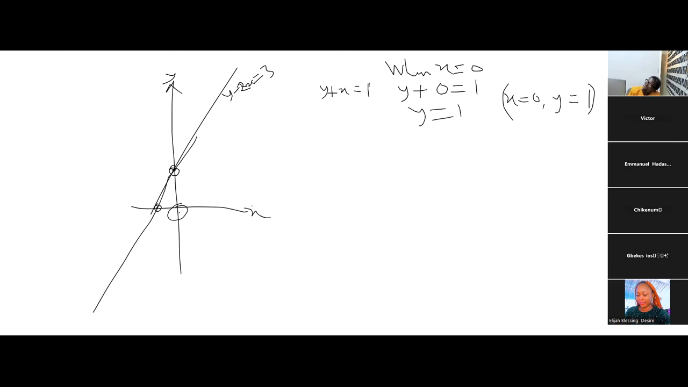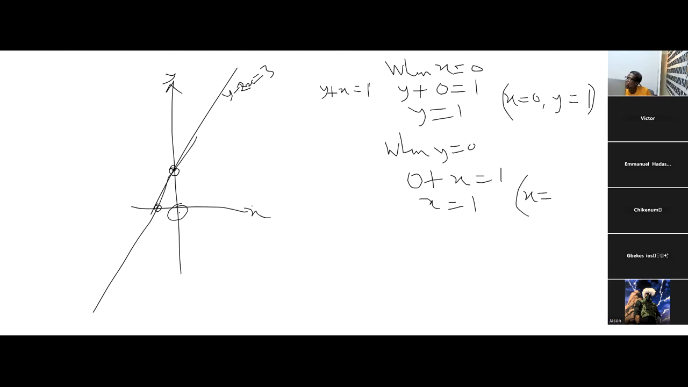We now say again, when y is equal to 0. So put y here, it now becomes 0 plus x is equal to 1. By implication, our x will now be equal to 1. So we now have another coordinate, x is equal to 1, y is equal to 0. We'll go and plot that on this.